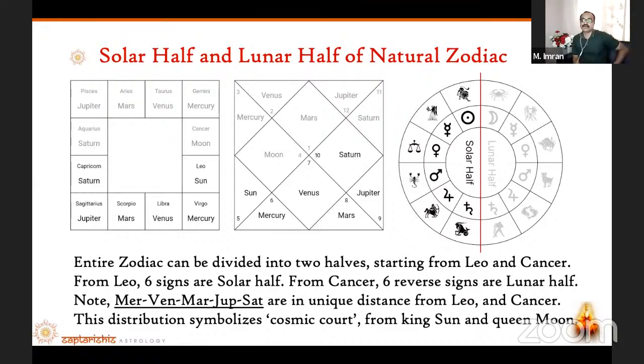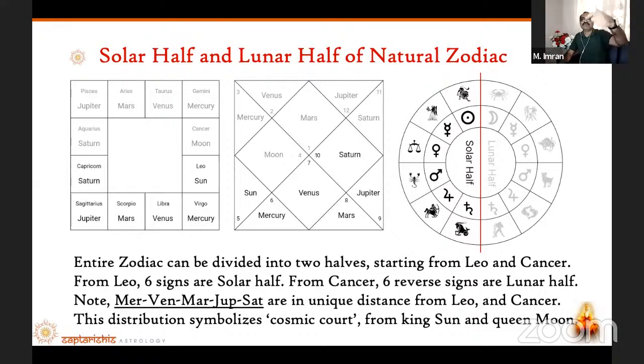There is Mars in the cosmic court, the Marshal, the chief of army staff, fourth sign away, square from Leo and square from Cancer in reverse order. Jupiter is the advisor, the Mantri, the chief minister, fifth sign away from the king, the Sun, Leo.